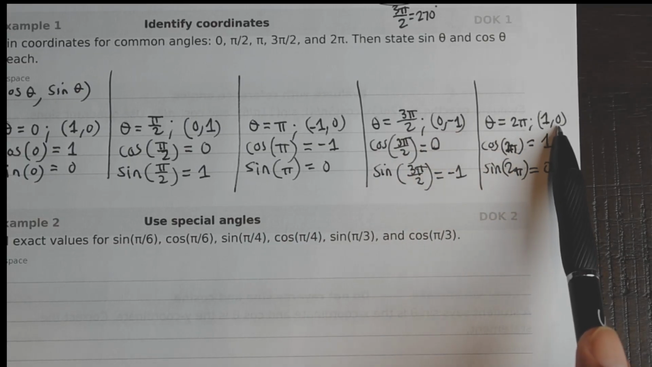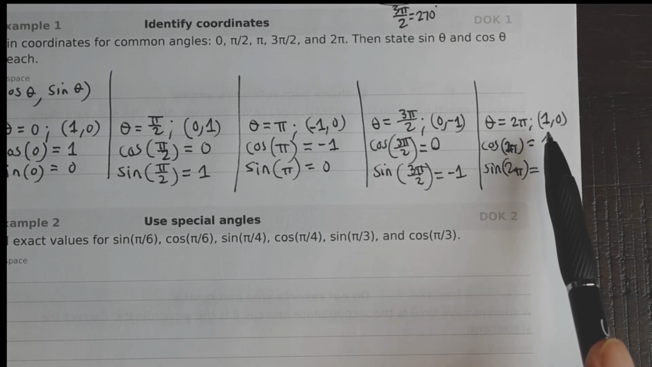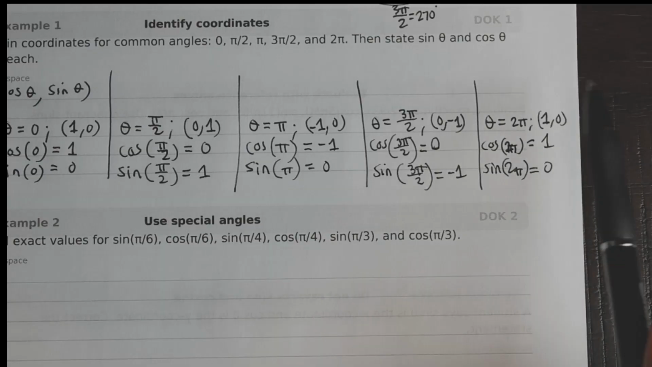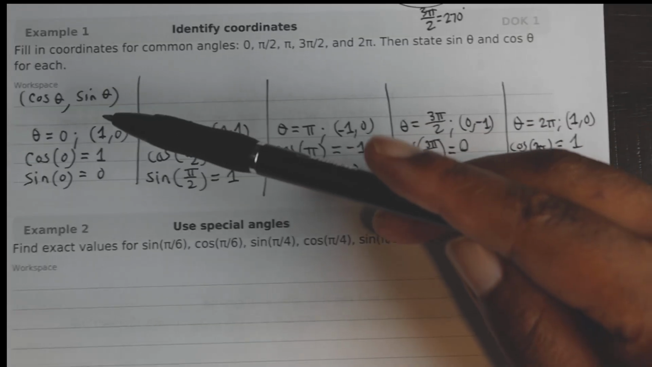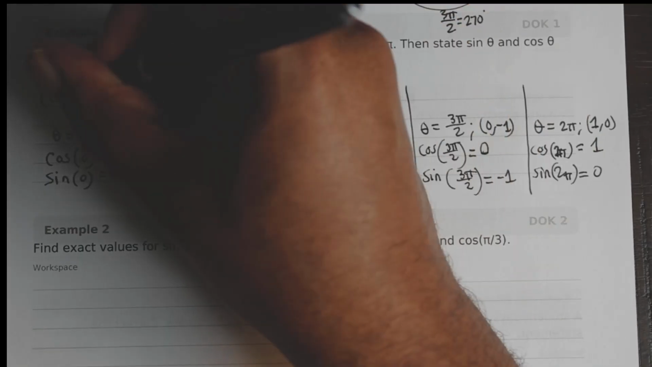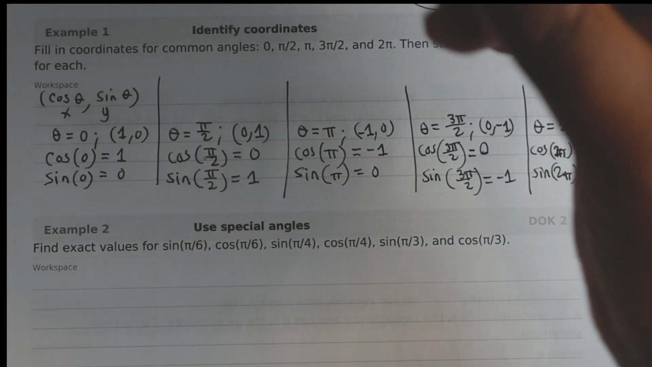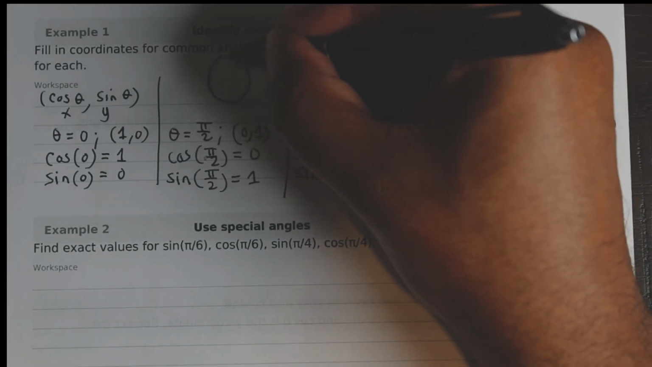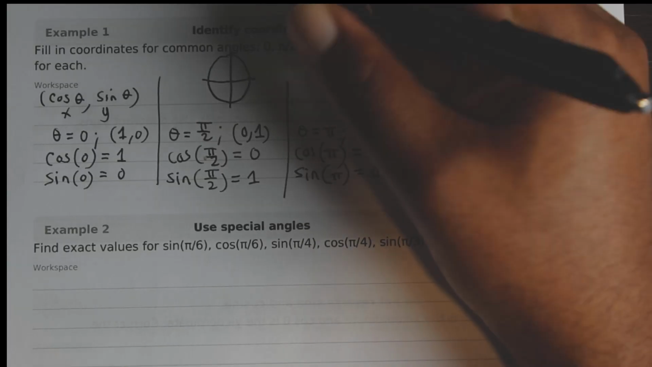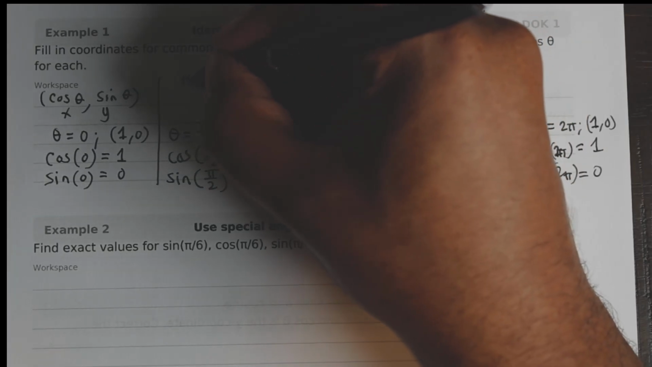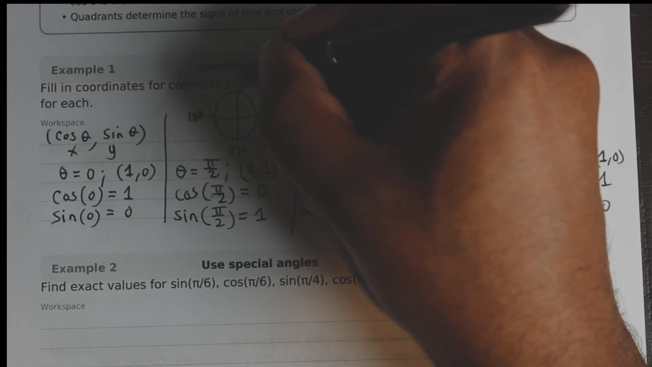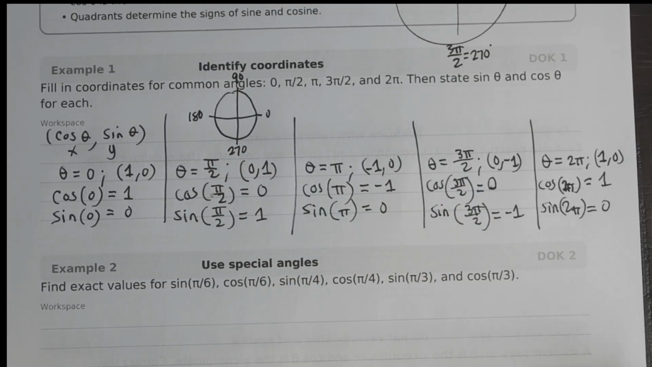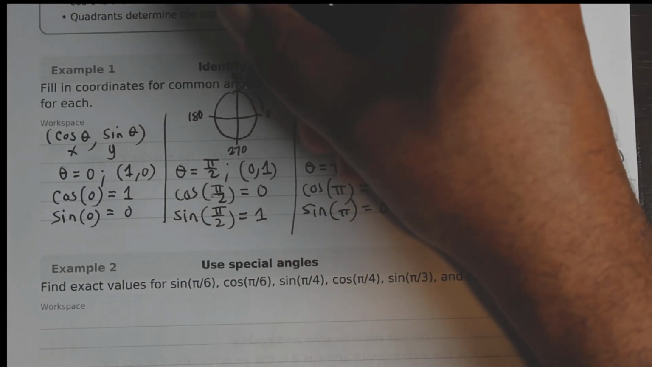Then getting back to the full rotation, from 2 pi, we get (1, 0). Okay. But again, remember, the x coordinate is cosine, right? And the y coordinate is sine. Okay. So think of it like this right here. 0, 180 degrees, 270 degrees. And at the top, you have 90 degrees. Okay. That's going full rotation.